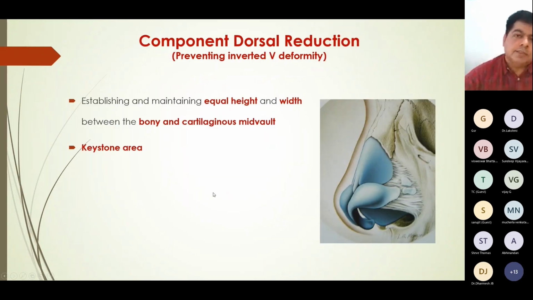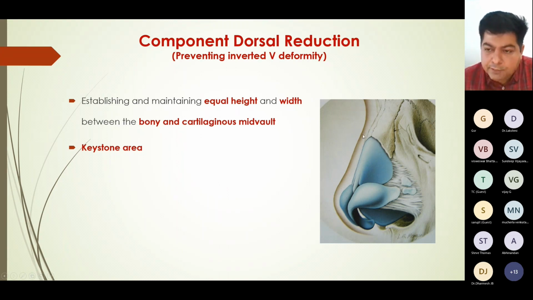Another important thing is the component dorsal reduction, because most of the cases we see in our subcontinent are ones in which we want to reduce the dorsum. You see, this is the cartilage, this is the bone, and as we have learned in the earlier part, this is the thinnest part of the skin. So we don't want any deformity here, any irregularity or any step here. So we want to have equal height as well as equal width between the bony and the cartilaginous mid-vault.